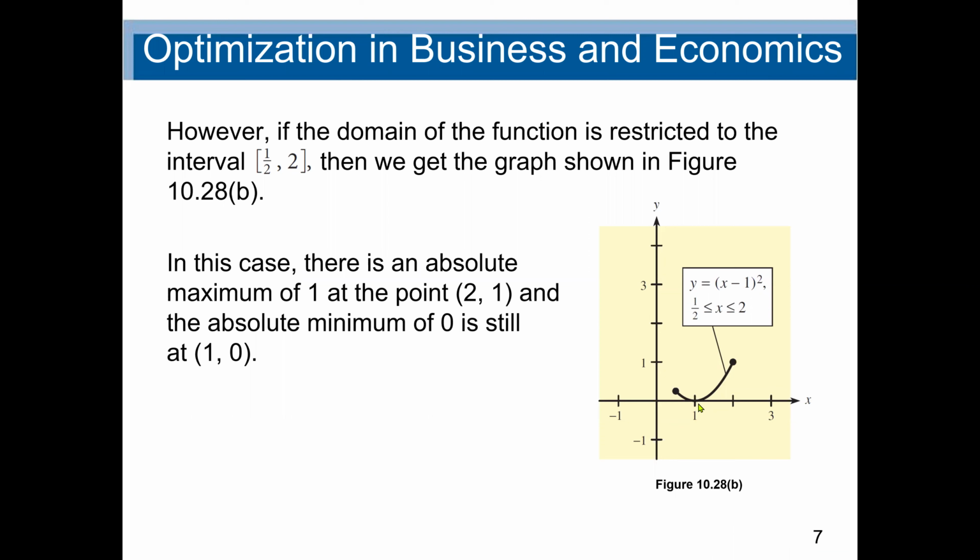In this case, again, the absolute minimum, the lowest point in the graph, is at x is 1, y is 0. The highest point in the graph is at x is 2, y is 1. So that will be the absolute maximum.